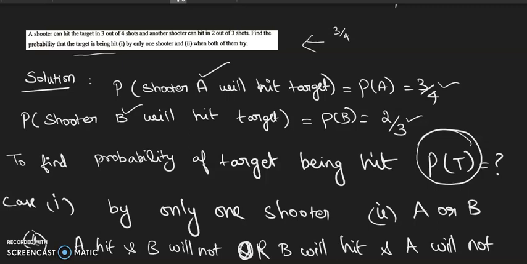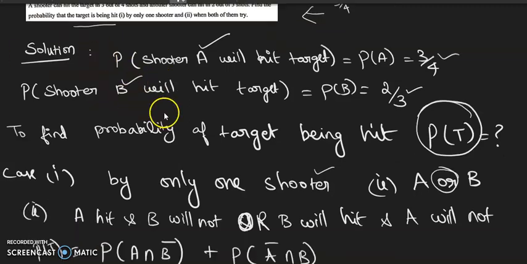So there are two cases. Case 1 is by only one shooter, and case 2 is when both of them try. Okay, so what do you mean by case 1? That is by only one shooter. It means either A will hit the target or B will hit the target. So we have to find the probability of the target being hit by only one shooter. So I want either A to hit it or B to hit it.